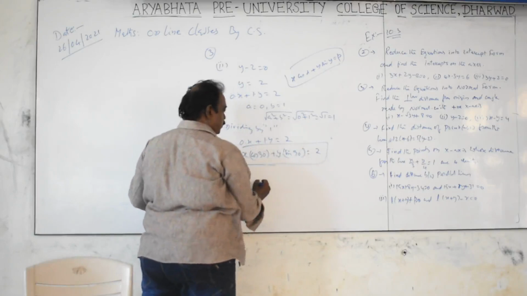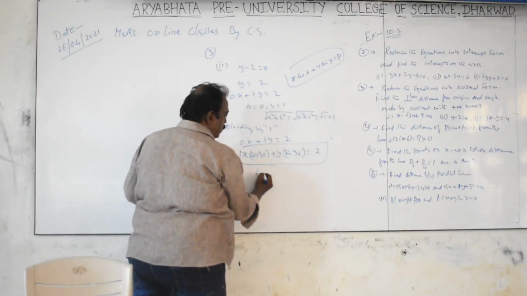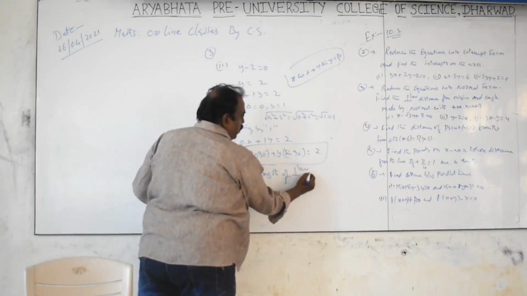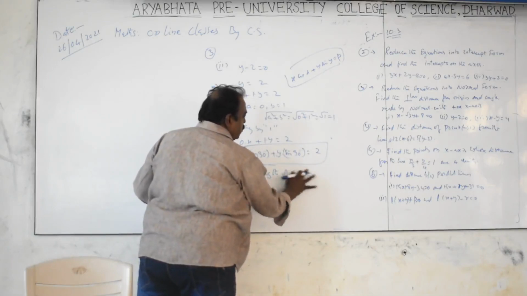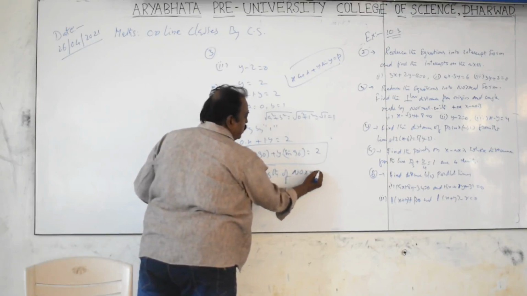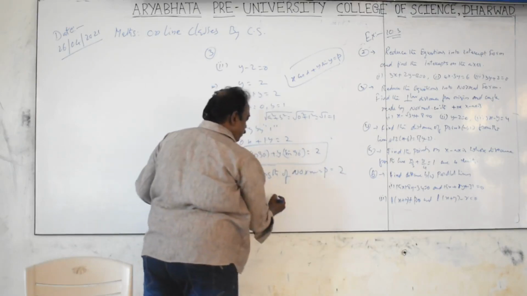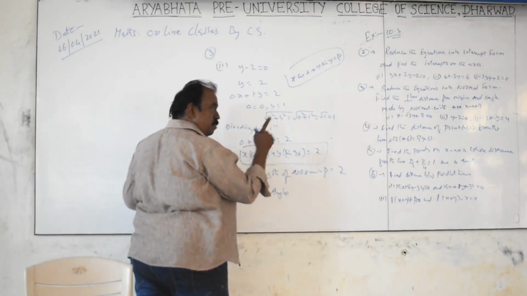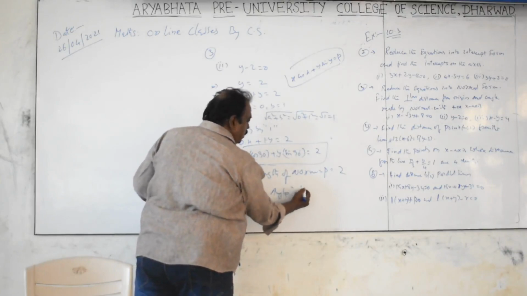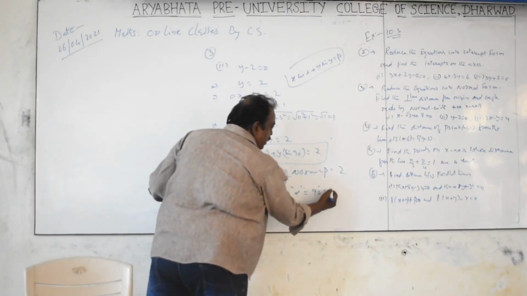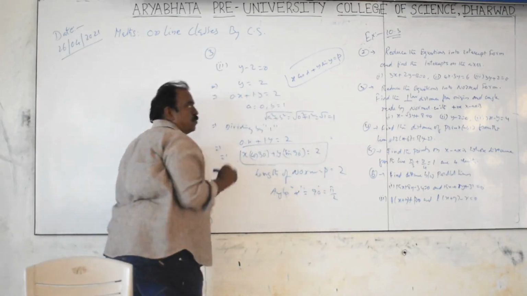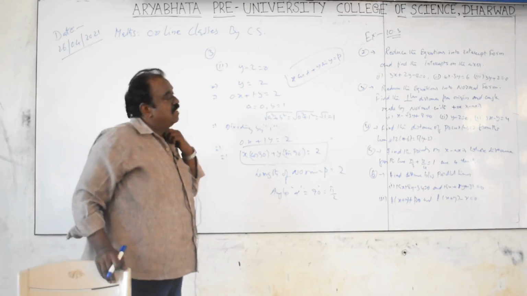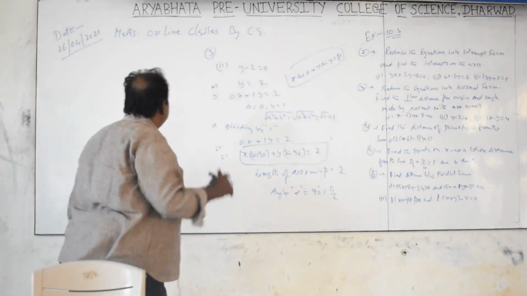So this is the normal form. Here, the length of the perpendicular distance, or length of normal, is p is equal to 2. And the angle made by the normal with the positive x-axis, alpha, is 90 degrees, that means pi by 2. That is over. It is very simply asked. Next, the third one.